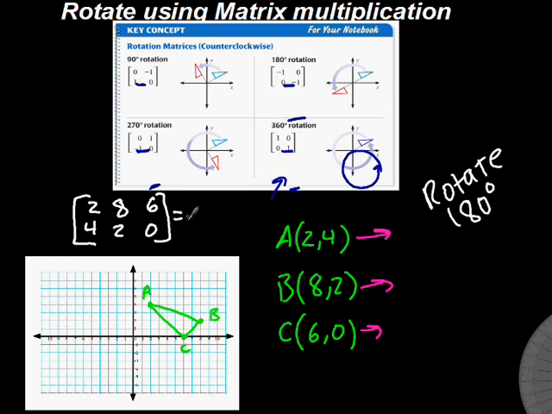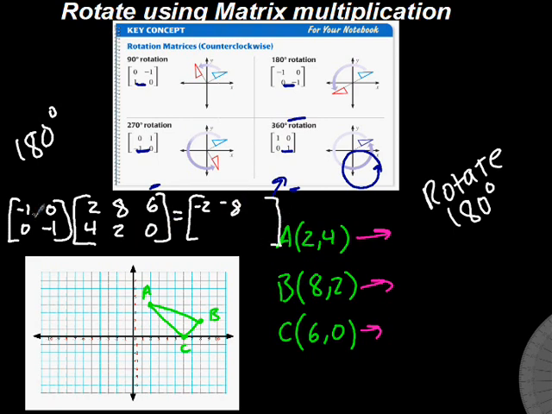I need to multiply it by the 180-degree matrix. So I look for [negative 1, 0], [0, negative 1]. When I multiply this in, it's negative 1 times 2 plus 0 times 4, which is going to be negative 2. And I keep on going through and say negative 1 times 8 plus 0 times 2 is negative 8. And negative 1 times 6 plus 0 times 0 ends up being negative 6.